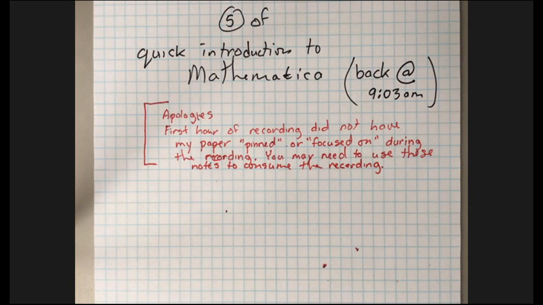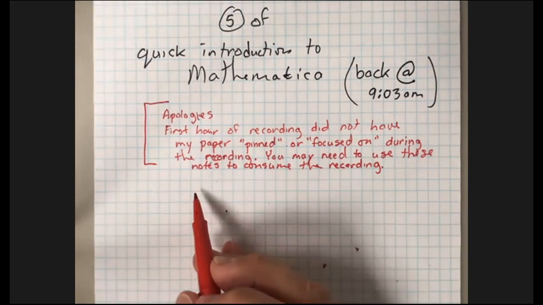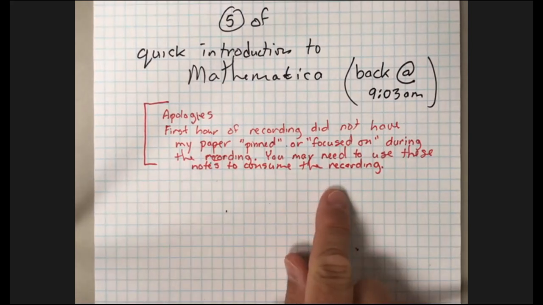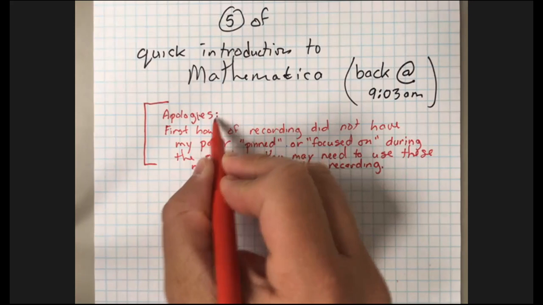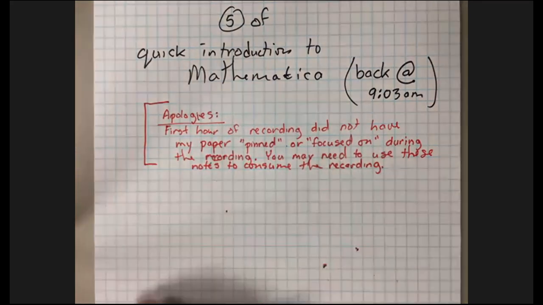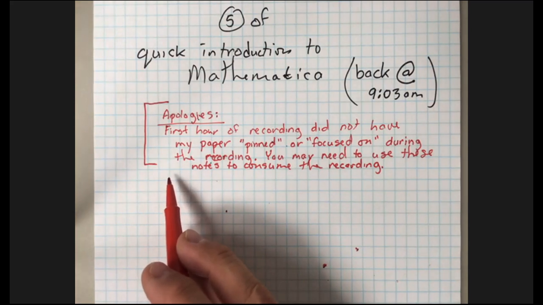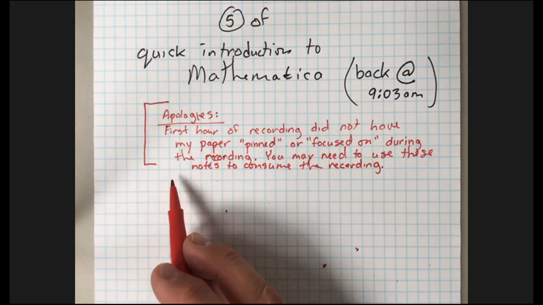Okay, we're back. And we'll start out with this little correction or apology, because I have to be very careful when I'm setting this up. Sometimes I forget to record. That would be a worse error. But I did not have my paper pinned to the recording while we went through the first hour. Now, you could have the paper on your screen, but I didn't have it under the recording button.